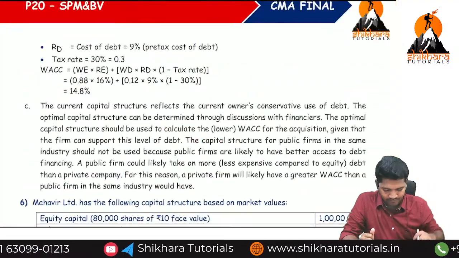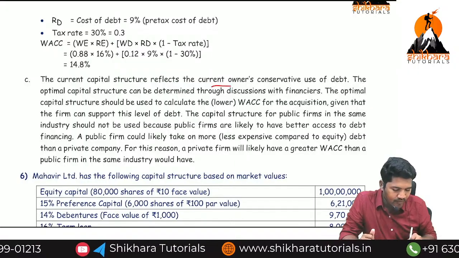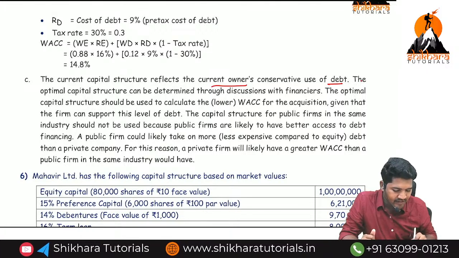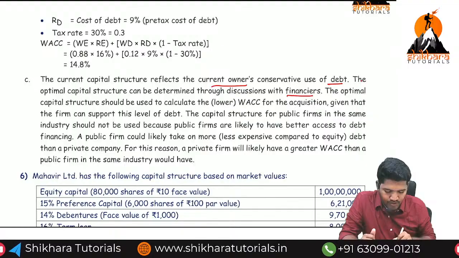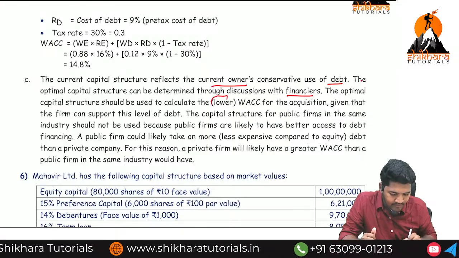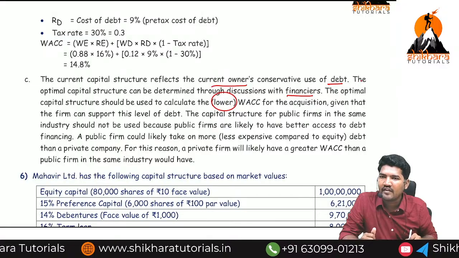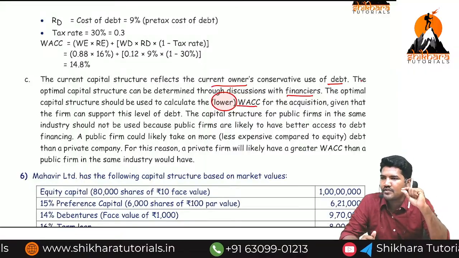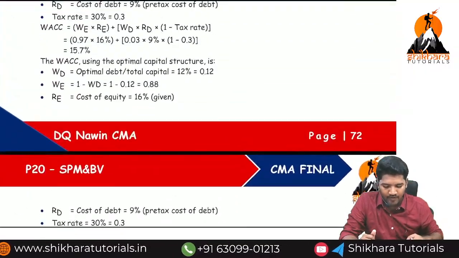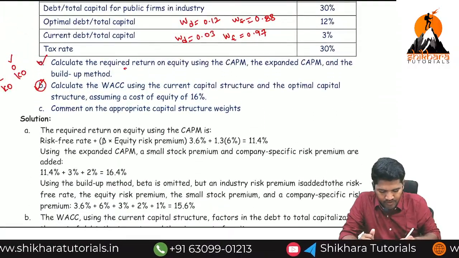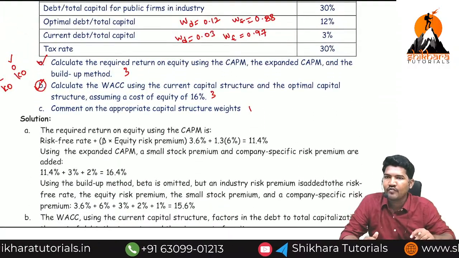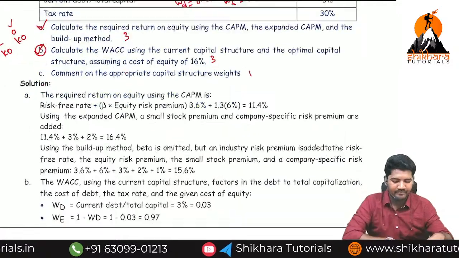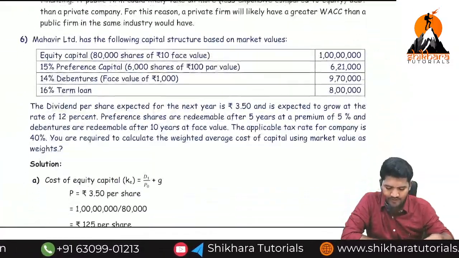Now see the answer. The current capital structure reflects the current owner's conservative use of debt. The optimal capital structure can be determined through discussion with the financiers. The optimal capital structure should be used to calculate the what, sir? Lower Ko. Ko is nothing but weighted average cost of capital. Here you have to write that comment also. For example, from the exam point of view, they will give 3 marks, 3 marks, 1 mark. If you do not write the comment, you lose 1 mark. Guys, clear? Done. Next, illustration number 6.